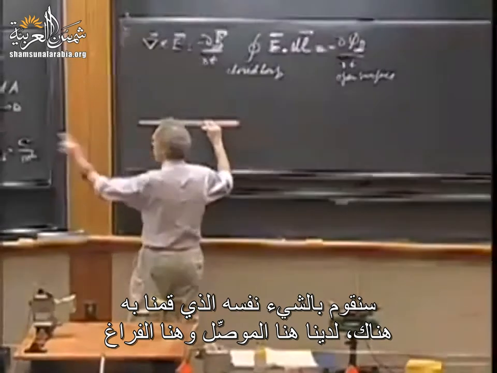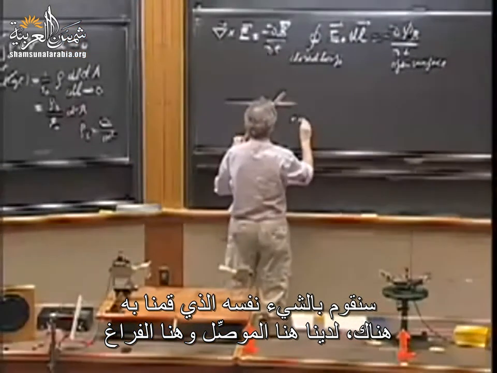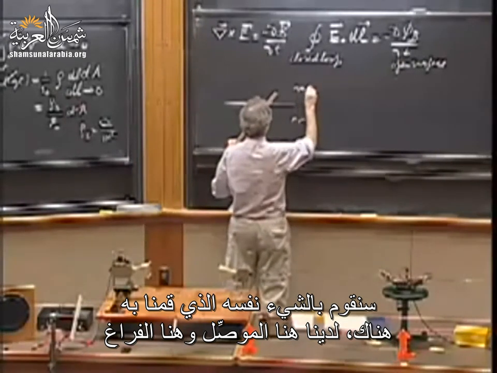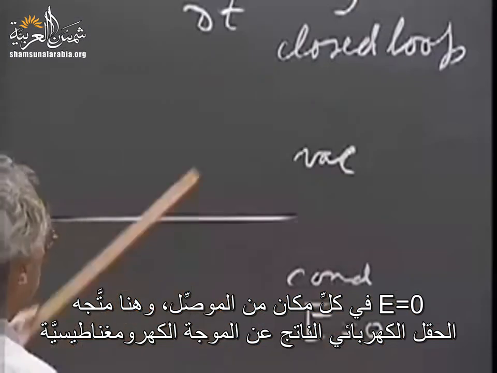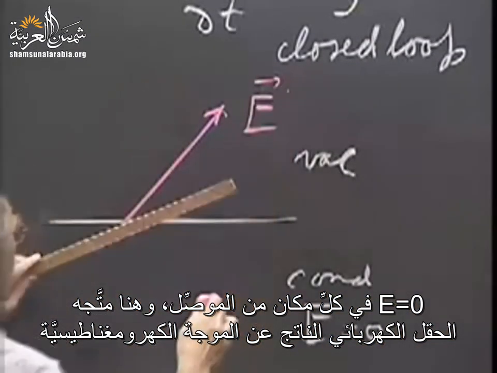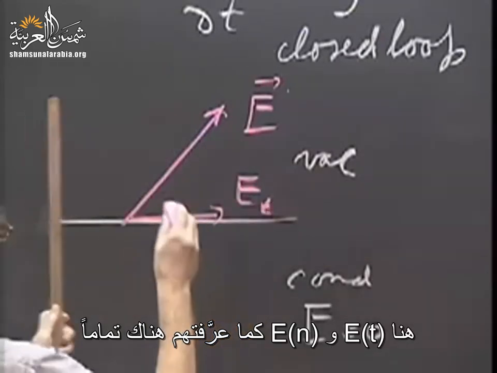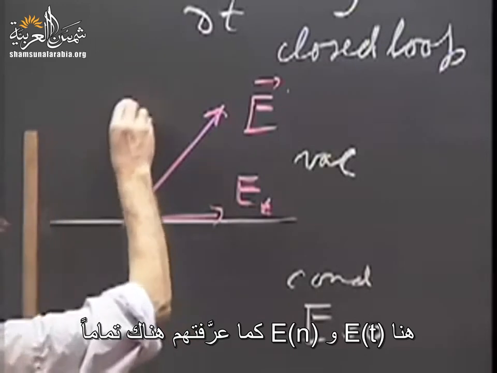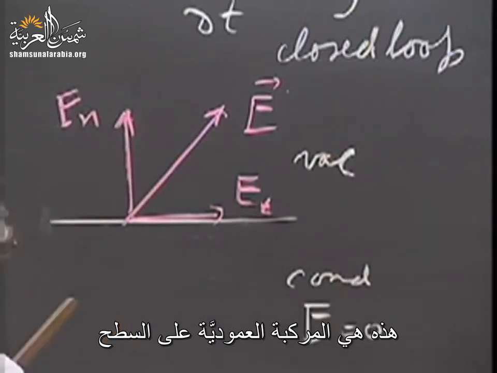So we do the same thing that we did there. So we have here the conductor, and here we have vacuum. And so the E field here is everywhere 0. And here is your electric field vector coming in from your electromagnetic wave. So here is your ET, and here is your EN, exactly in the way that I defined them. So this is the normal component to the surface.